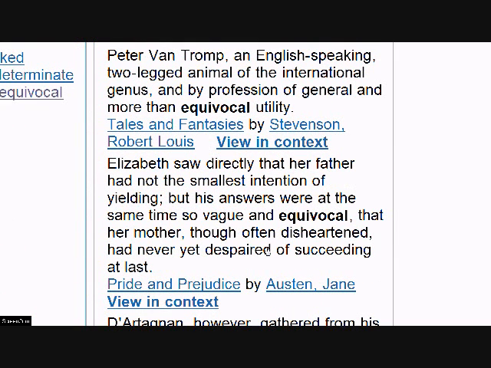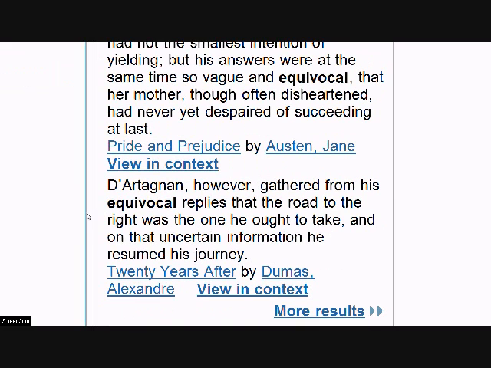References in classic literature: "Peter Van Tromp, an English-speaking two-legged animal of the international genus, and by proportion of general and more than equivocal utility." This is from Tales and Fantasies by Robert Louis Stevenson. Pride and Prejudice by Jane Austen: "Elizabeth saw directly that her father had not the smallest intention of yielding, but his answers were at the same time so vague and equivocal that her mother, though often disheartened, had never yet despaired of succeeding at last."